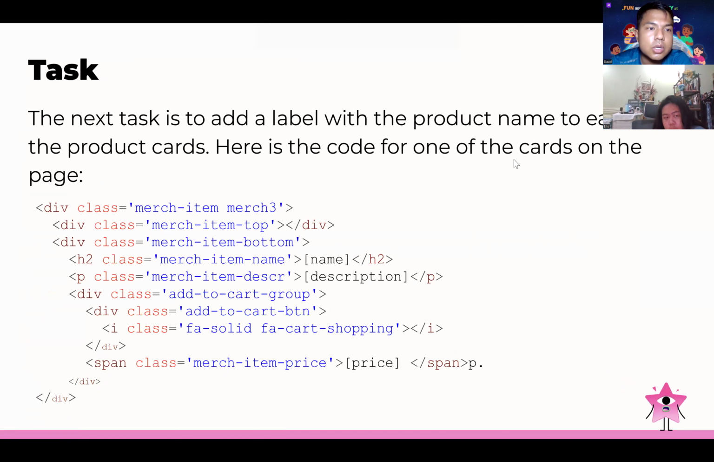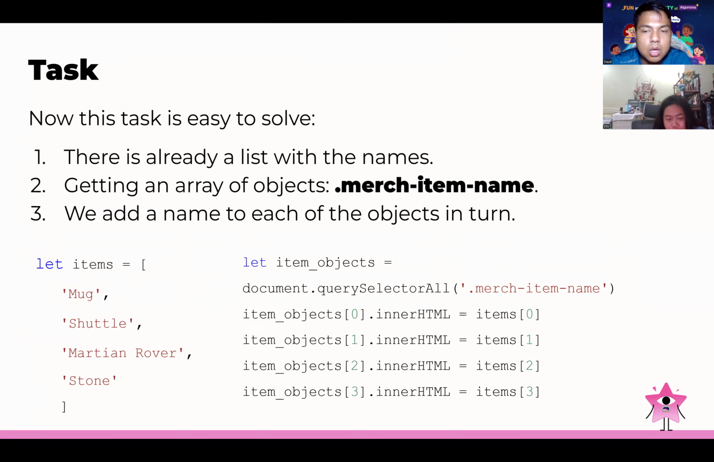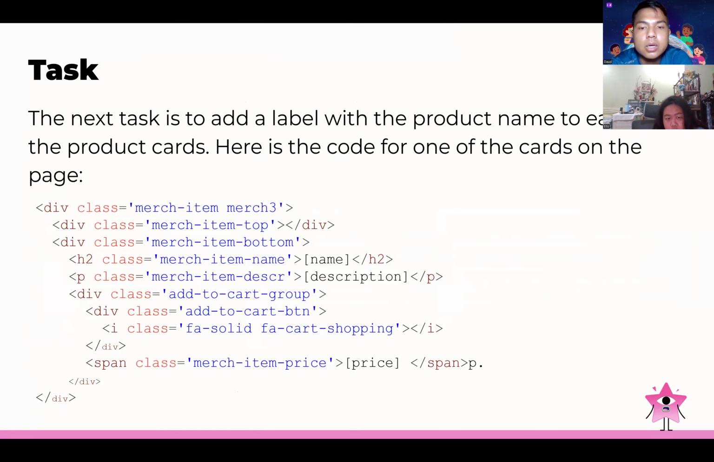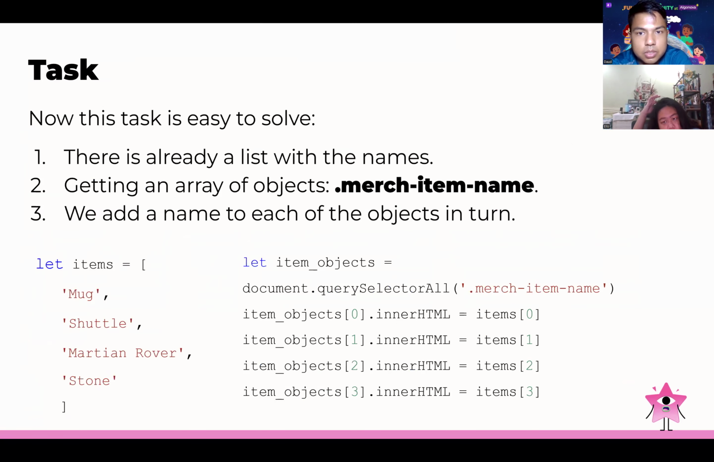Now, for example, you want to create this one as well. Instead of creating them one by one in the HTML, you can create them using a loop. So how to do that? You just create a variable, let items, and then let item objects query selector all for the merge item name, and you can set it into the HTML tag. So it's really simple.